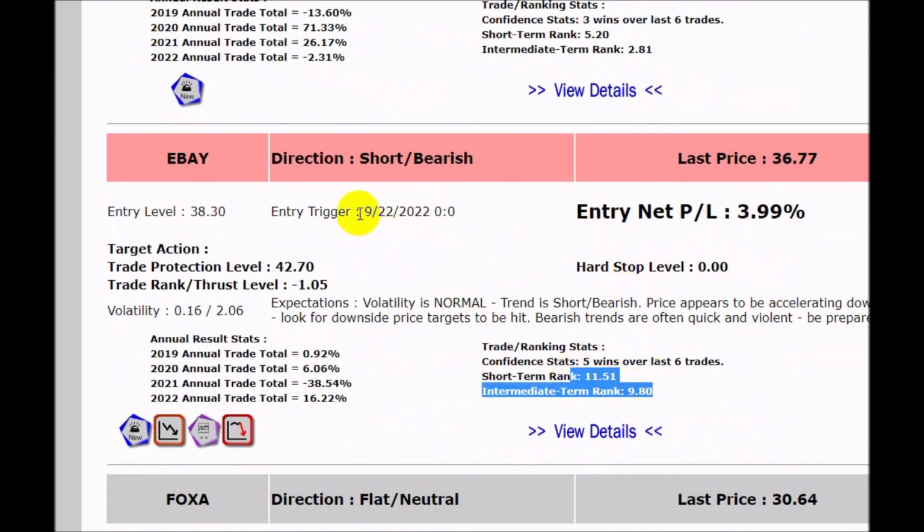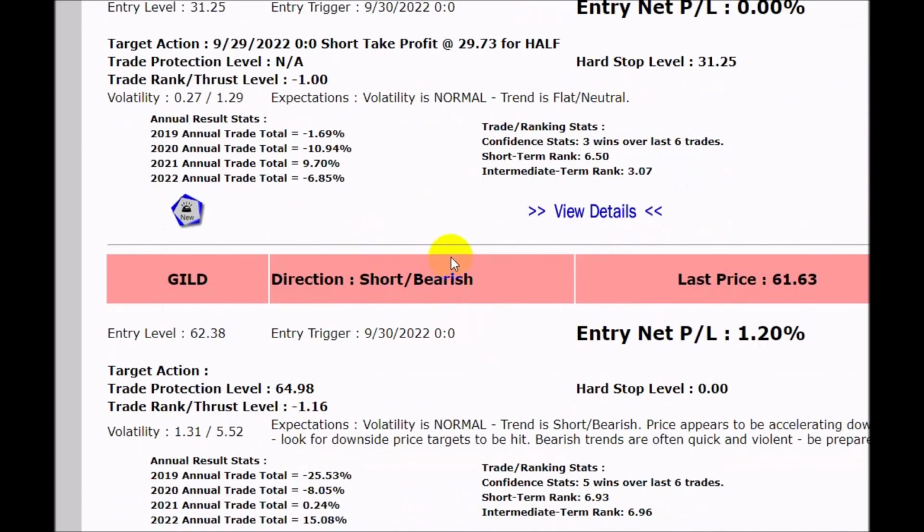We got a new trade, 9/22 was a while ago. We got 3.9% profit. It's been doing pretty good this year. 5 of the last 6 trades are winners. Probably allocate 30 or 40% of my money into this.